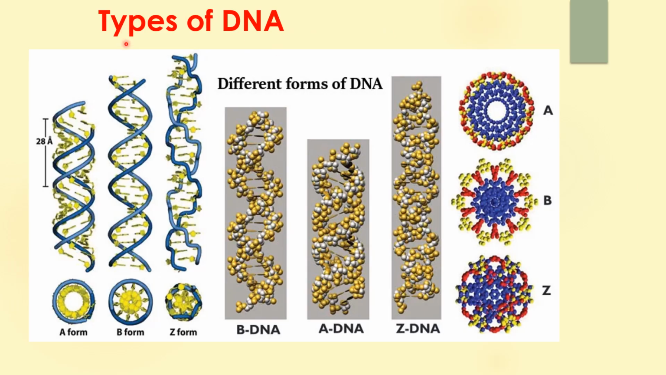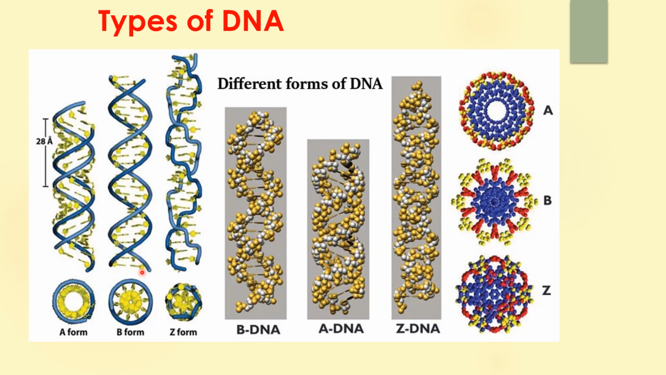Next, going on to the types of DNA. There are mainly three types of DNA, that is A form of DNA, B form of DNA, and Z form of DNA, out of which B form of DNA is the most common one. A form of DNA, as you can see, is the right-handed double helix. B form of DNA is also right-handed double helix structure.